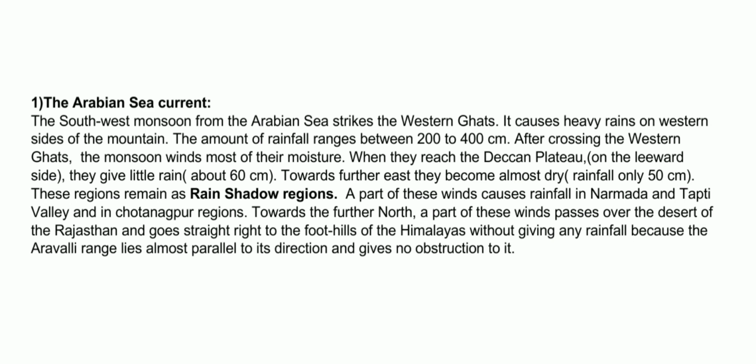This region remains a rain shadow region. A part of this wind causes rainfall in the Narmada and Tapti Valley and in the Chotanagpur region. Toward the further north, a part of these winds passes over the desert of Rajasthan and goes straight to the foothills of the Himalayas without giving any rainfall, because the Aravalli range lies almost parallel to its direction and gives no obstruction to it.